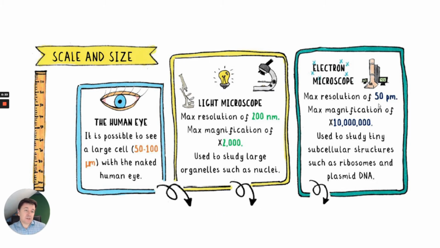The electron microscope has a maximum resolution of 50 picometers, and a magnification of times 10 million. So you can study really small subcellular structures such as ribosomes and plasmid DNA, strands of DNA, chromosomes and things like that.